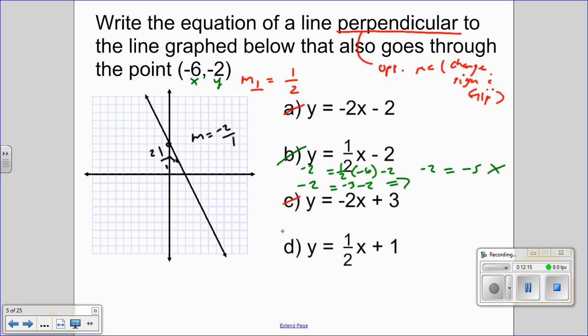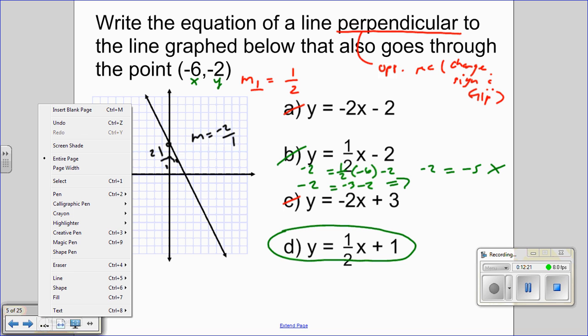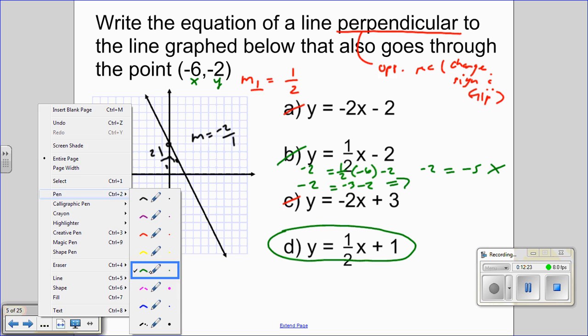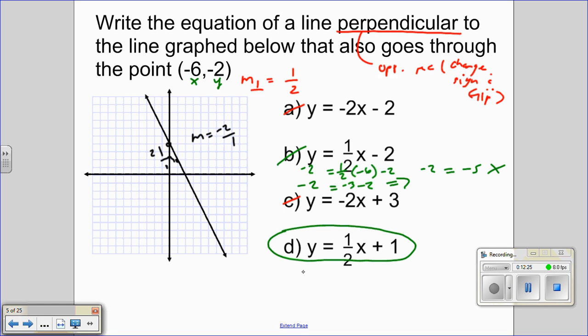So my final answer would be D. But again, for proof, you would have to take the x and y values and substitute them in. So y again is -2 equals 1/2 times -6, then plus 1. So that would be -2 equals -3 plus 1, which would be -2 equals -2. And yes, that does check out.